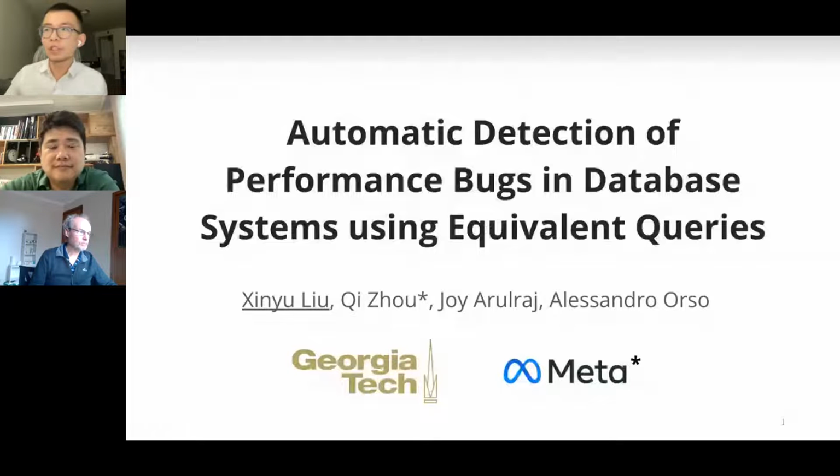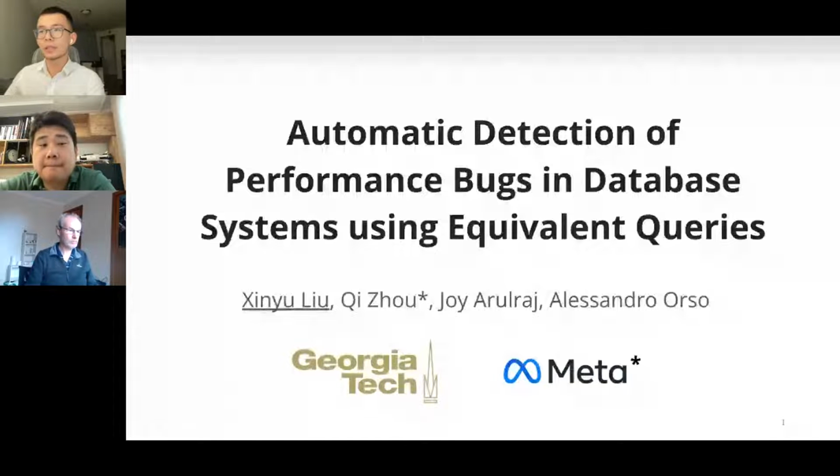Hello, my name is Xinyu Liu. I'm a student from Georgia Tech. I'm presenting automatic detection of performance bugs in database systems using equivalent queries. This is a joint work with Qi Zhou, who now works at Meta, Joy Aruraj, and Alessandro Orso, who are my advisors.